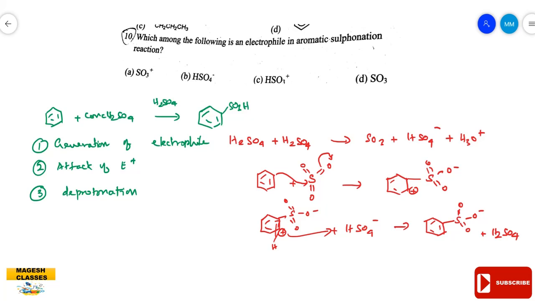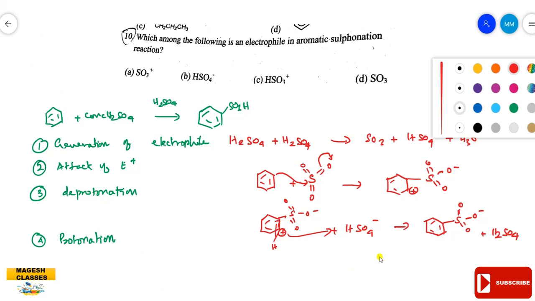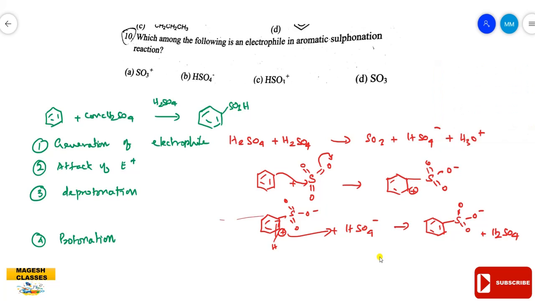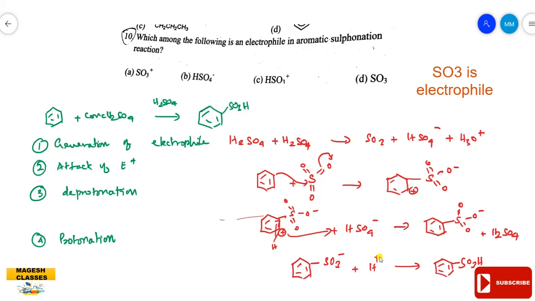In the fourth step, there is a protonation. The protonated species is like this. The final product is SO3 minus plus H plus ion from the hydronium ion. You get this product: benzene sulfonic acid. The sulfuric acid is recovered as a catalyst. One mole of sulfuric acid is utilized. The electrophile is SO3.